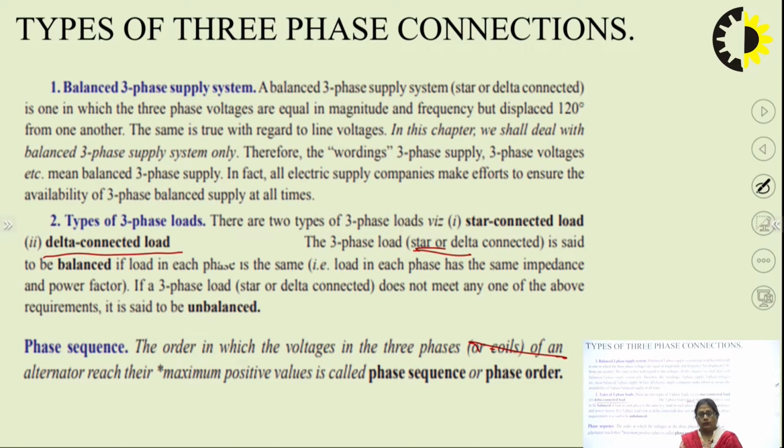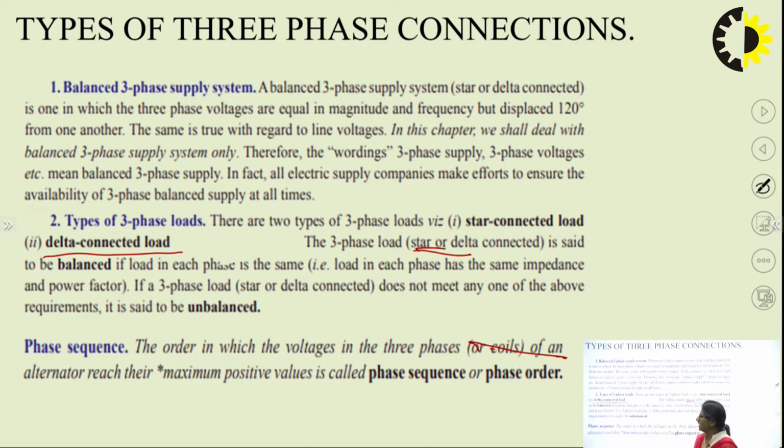Prior to going into how the star and delta connections are done, we must be familiar with certain terminologies. What is a balanced 3-phase supply system? A balanced 3-phase supply system is the one where all the line voltages are equal, all the phase voltages are equal, and the currents are equal in all the phases and in all the lines. So that is a balanced 3-phase supply system.